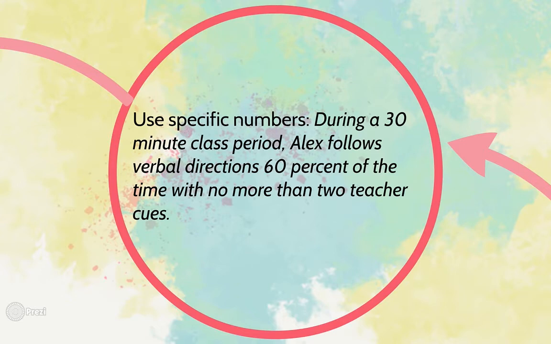Again, another thing to help you be more accurate is to use specific numbers. So for a goal: during a 30-minute class period, Alex follows verbal directions 60% of the time with no more than 2 teacher cues. So you're giving it a specific time period that is measurable, so that other team members who have not observed Alex can still see clearly what's going on.